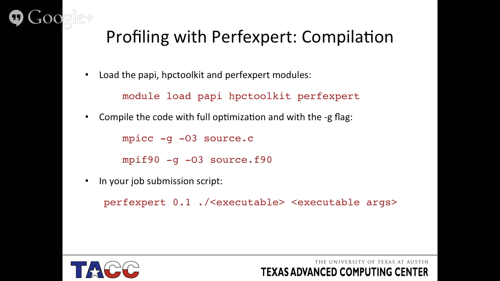In order to use Perfexpert, you have to load first PAPI, then you have to load HPCToolkit, and finally Perfexpert. And all you have to do is just recompile your code with -g, that's all. Not -pg or anything like that, just -g. Then you run it with Perfexpert 0.1, which means that it will only show the functions taking more than 10% of the time. You don't really care about short functions. Then you pass your executable and the arguments to your executable, and that's it.